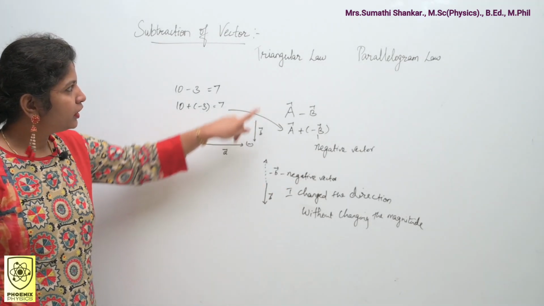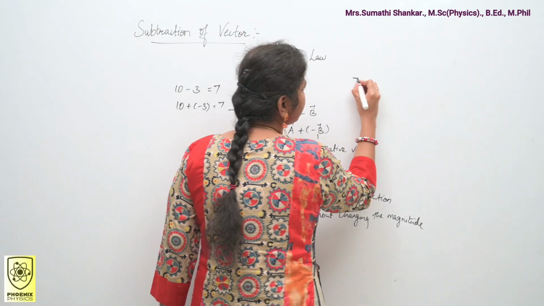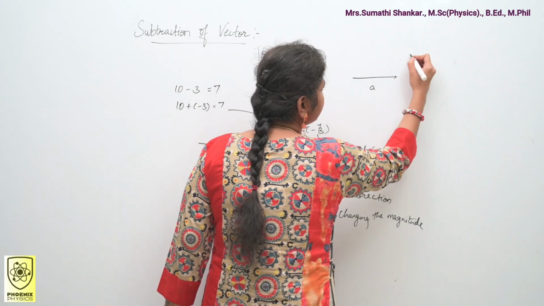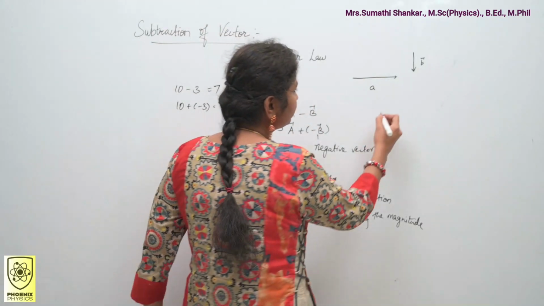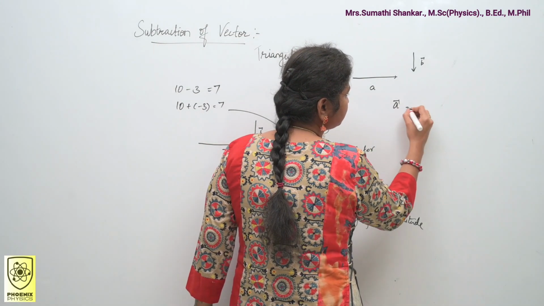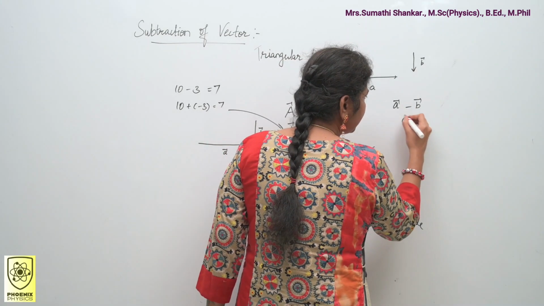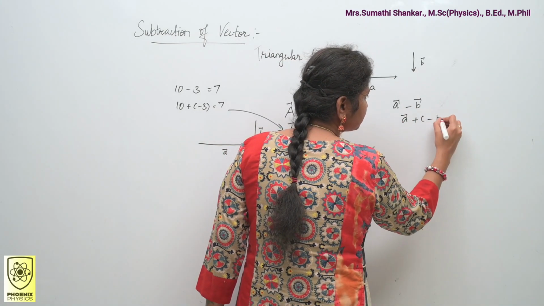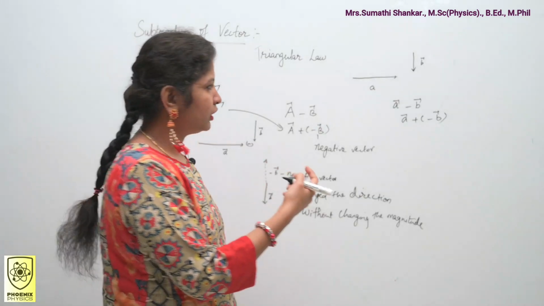Now you apply the triangular law for these vectors. This is my A vector and this is my B vector. How do you subtract these two vectors, that is A minus B? You can write it like this, A plus minus B vector. This minus B is nothing but our negative vector.